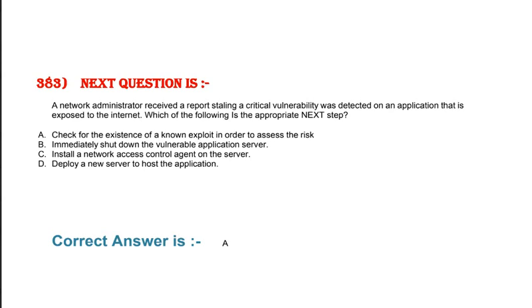Option A, check for the existence of a known exploit in order to assess the risk. Option B, immediately shut down the vulnerable application server. Option C, install a network access control agent on the server. Option D, deploy a new server to host the application. Correct answer is option A.